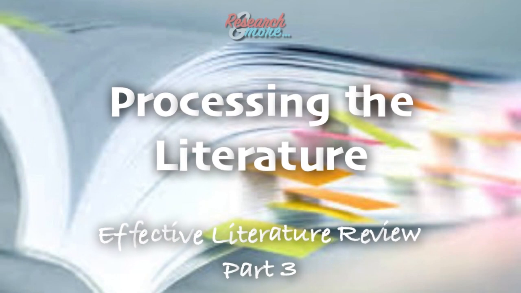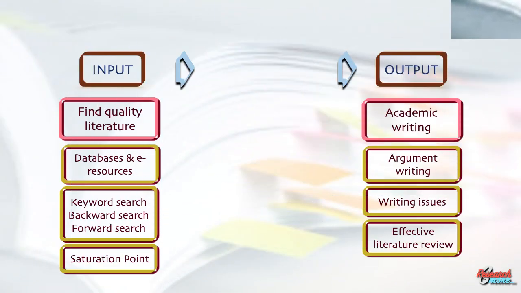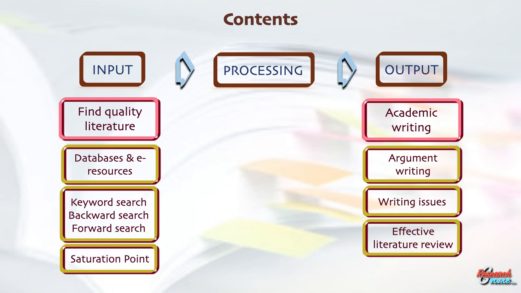We continue with part 3 of the 4-part video on writing an effective literature review. Part 3 of writing an effective literature review deals with the processing of all research articles we have selected.